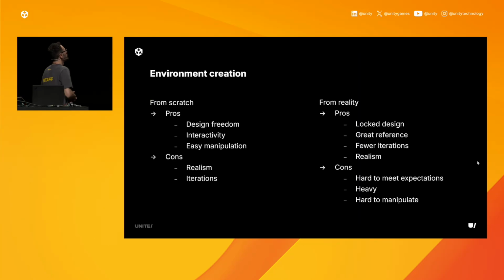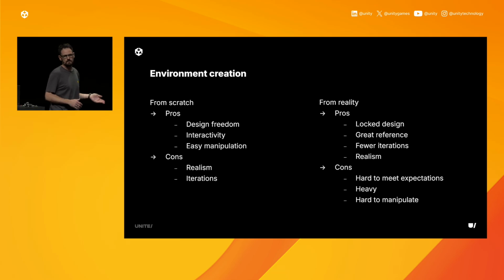Right. So to finish with this part of terrain generation, I can say that everything that we build from scratch has pros and cons, and it is the same for something that we build from reality. So some of the pros when we are working from scratch is that you have design freedom, right? You can build whatever you want. That is good and bad at the same time.